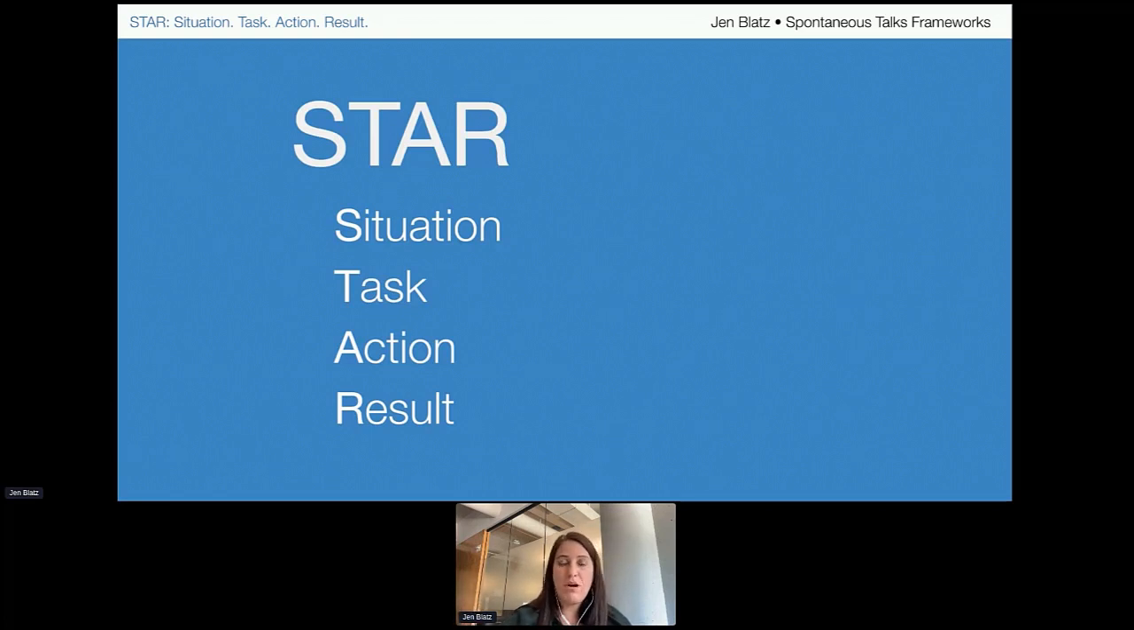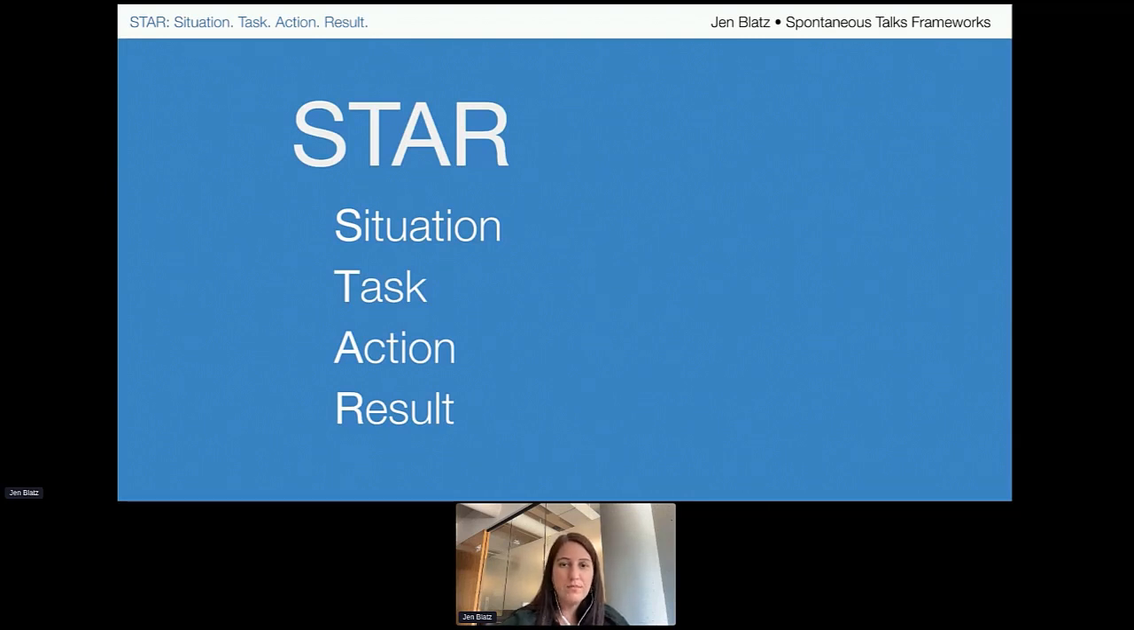And then finally, R is the results. And that's simply explaining what happened in the end. You can talk about, if it's a job interview, talk about your accomplishments or success. Again, the result, what happened in the end. So similar to the other framework, STAR is providing a little bit of context, talk about what you did, what action you took on it, and what happened in the end, like maybe what you learned, or again, the result.